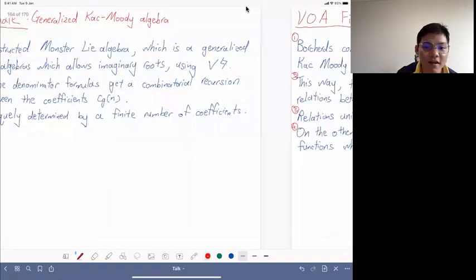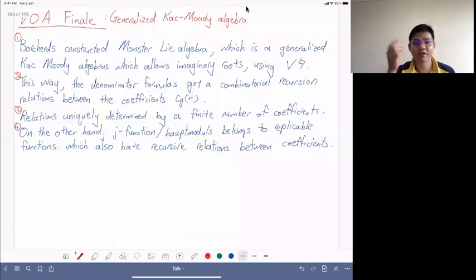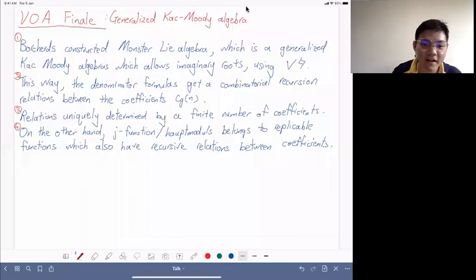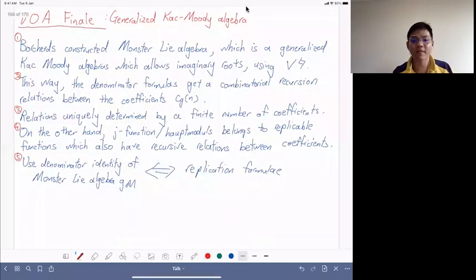On the other hand, the J function of the half module also belongs to a class called replicable functions. They also have a recursive relation between coefficients. So both of them have a recursive relation. They just need to mesh up, right? So actually they mesh up.